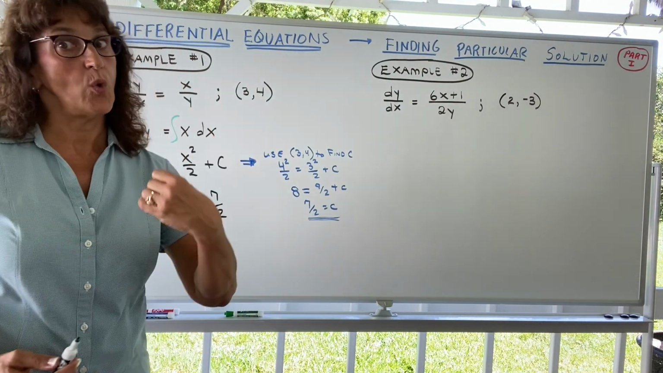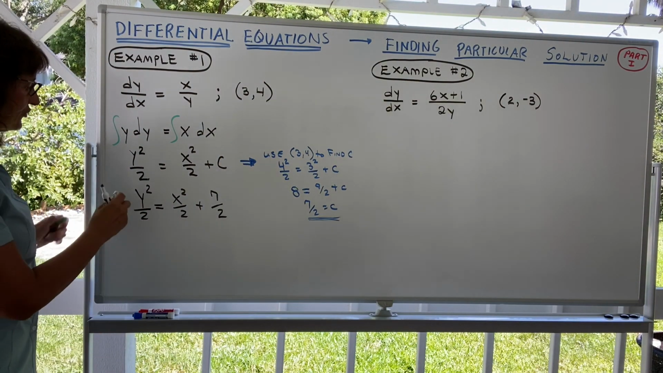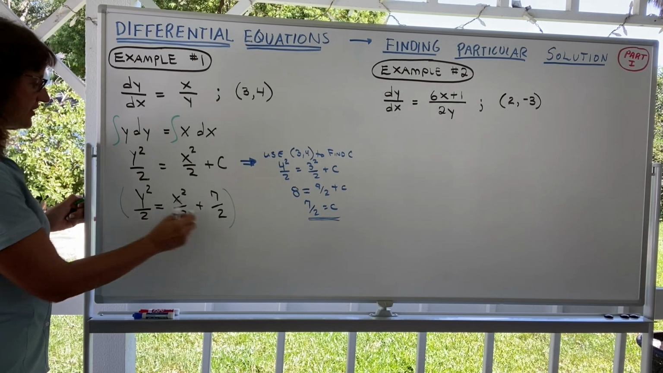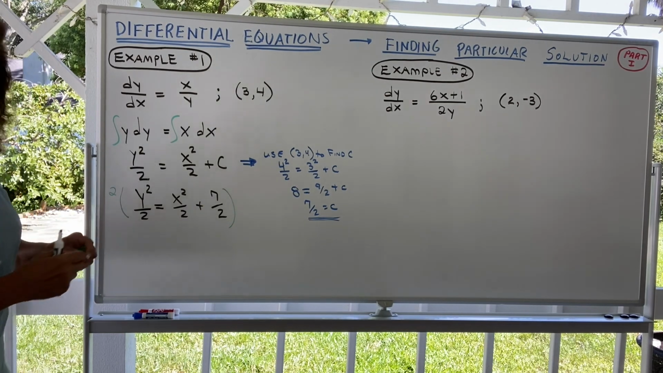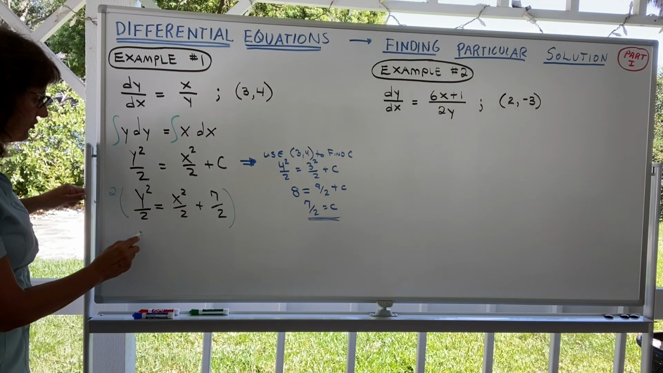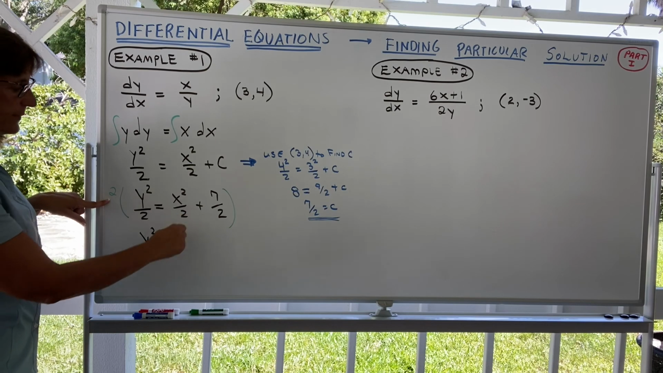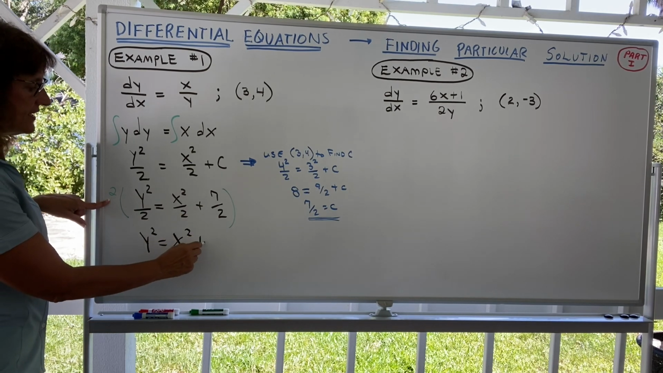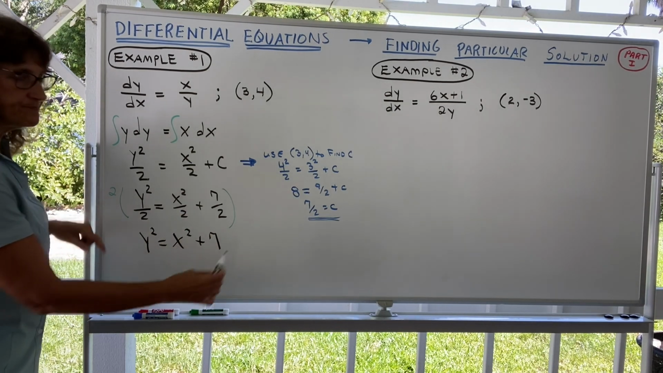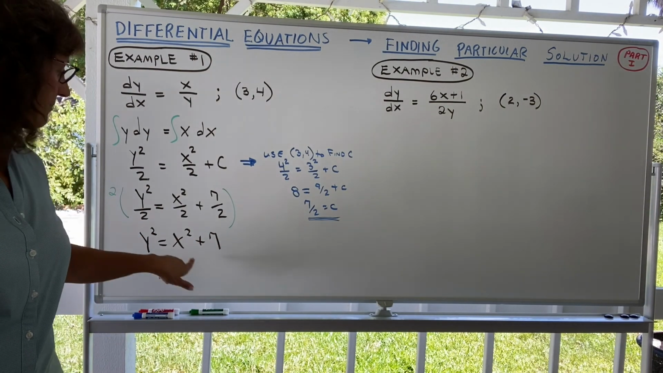So let's write it as y equals. To write it as y equals, let's take every single term in this entire equation, both sides, and multiply by 2. Y squared over 2, multiplied by 2, you get y squared. Distribute the 2 here, multiply by 2, you get x squared. And then multiply by 2, you have 7. And so we have y squared equals x squared plus 7.